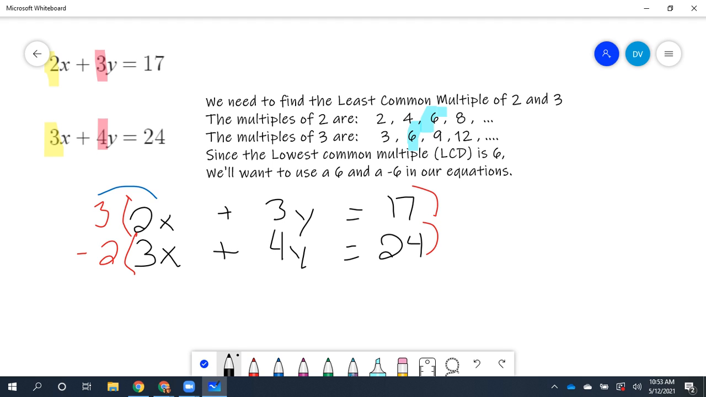Just get rid of that for a second. I'll give us 6x. We're going to multiply 3 times 3y, and that's going to give us positive 9y. We're going to multiply 3 times 17, and that's going to give us 51.